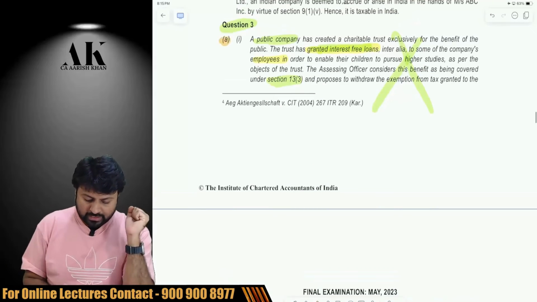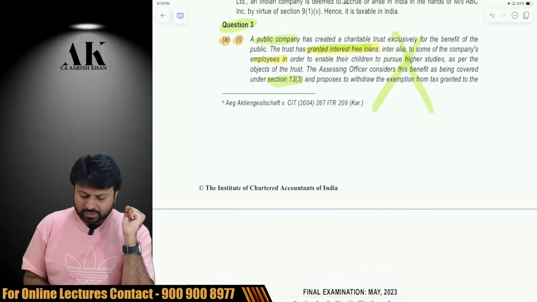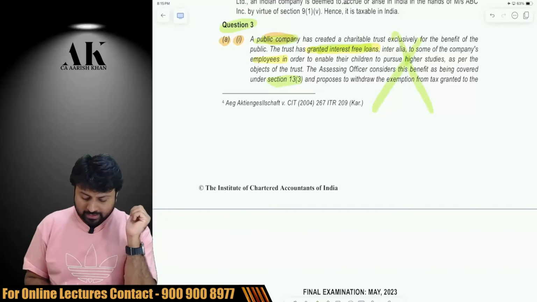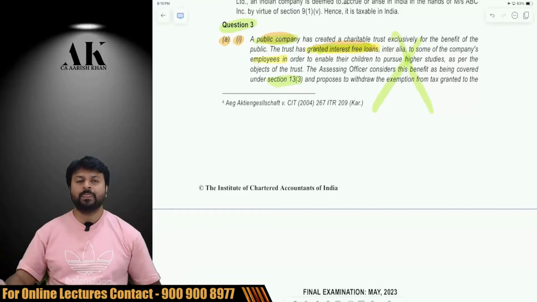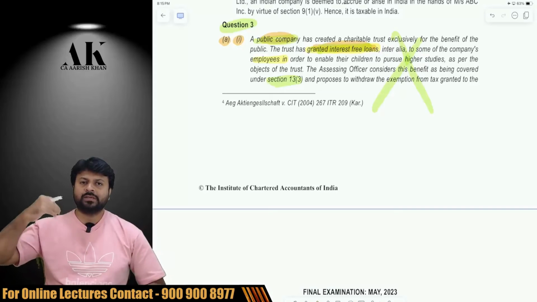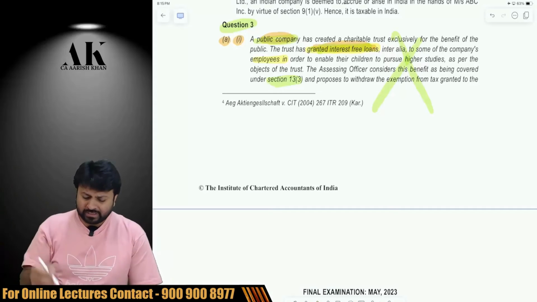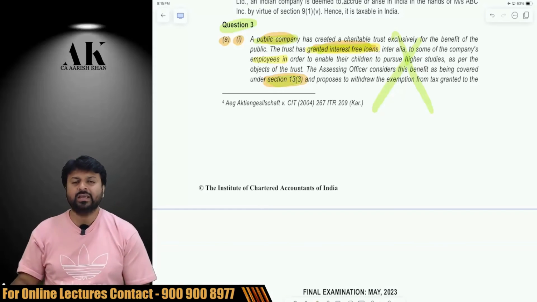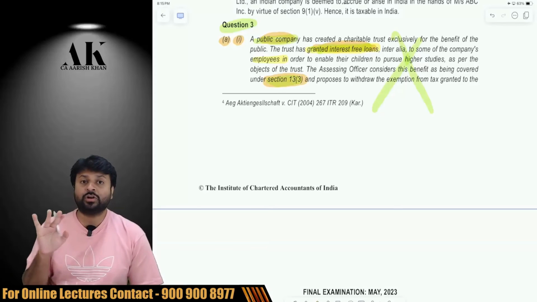Question number 3, part 1. Now, this is the first question which is on charitable trust. There is a charitable trust which is giving some interest-free loans to employees. Now, the question is, if a charitable trust gives some interest-free loans to the employees, are employees covered in the specified person mentioned under 13(3)? The answer is no. A specified person does not include employees.